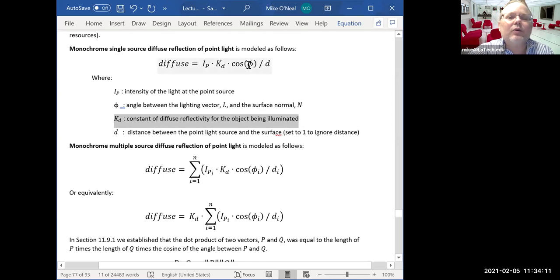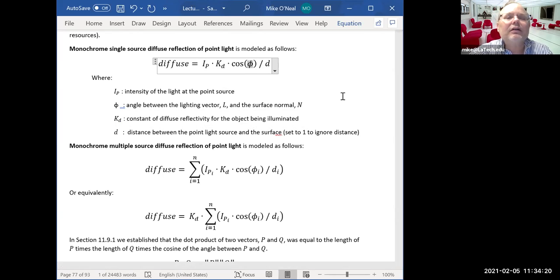So what are these other things? Well, we've talked about phi, right? That's the angle between the lighting vector and the surface normal, so we know what that is. We just introduced D, that's the distance. So you're taking all of this stuff and you're dividing by D, which we normally set to 1 if we want to ignore the distance. And this last thing here, this is different. This isn't I_A anymore. Remember, we had intensity of ambient light. This is I_P. That's the intensity of the light at the point source.